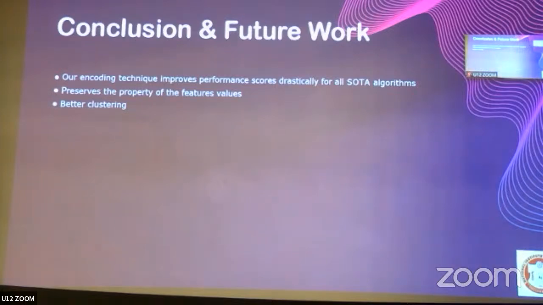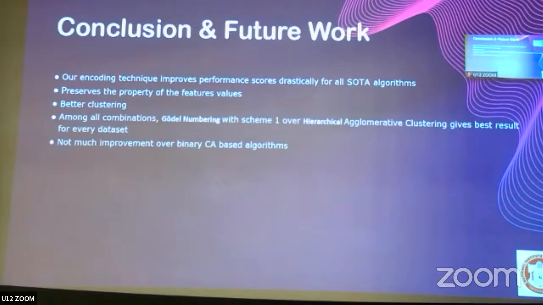if the clustering algorithm is able to deal with decimal numbers directly, because a Gödel number is actually a decimal number. So if your algorithm is able to deal with real numbers or decimal numbers, it will work just fine. It will improve the score of the original data. But if it is a CA-based algorithm, where we started, there was not much improvement, because that was a binary CA and we were converting the Gödel number again to binary. So all the properties preservation that we had done was lost.